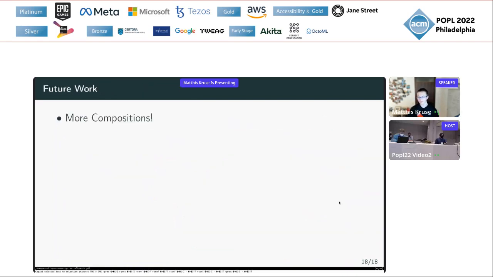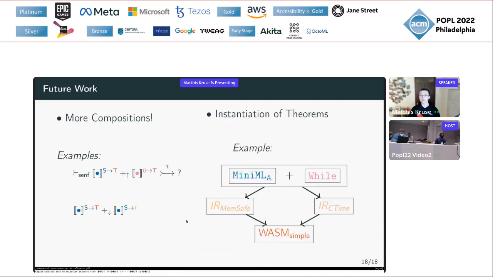more lemmas with regards to existing compositions that we have presented, but also want to investigate other composition operators altogether, such as lower composition, where you have two compilers that emit different output languages. Furthermore, we will apply our results to a series of toy languages.